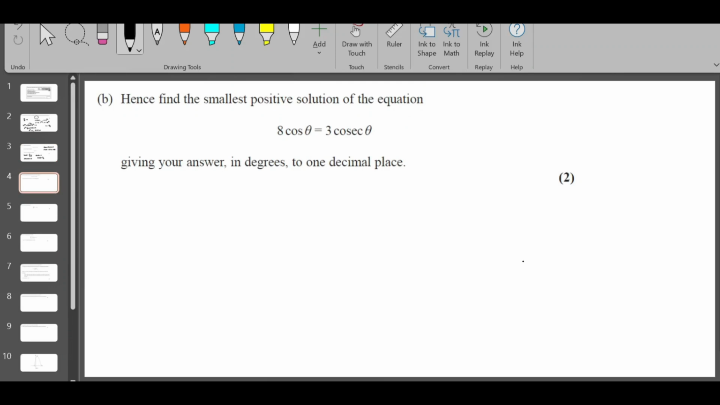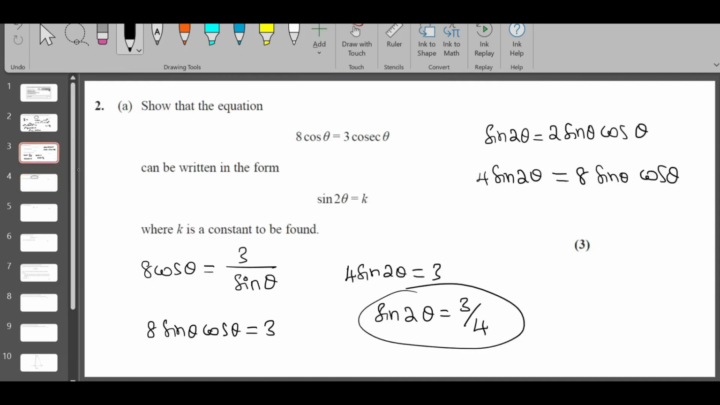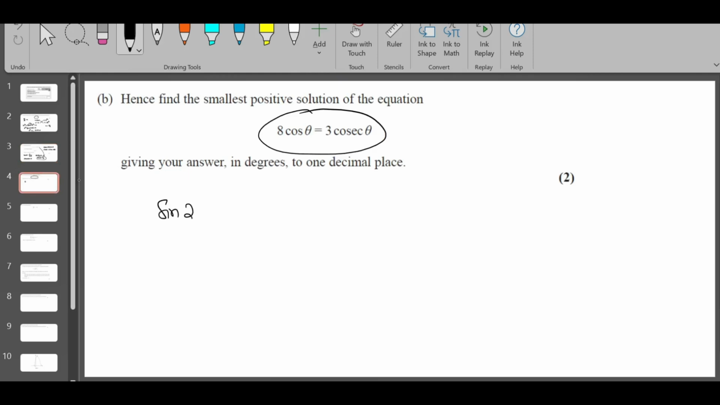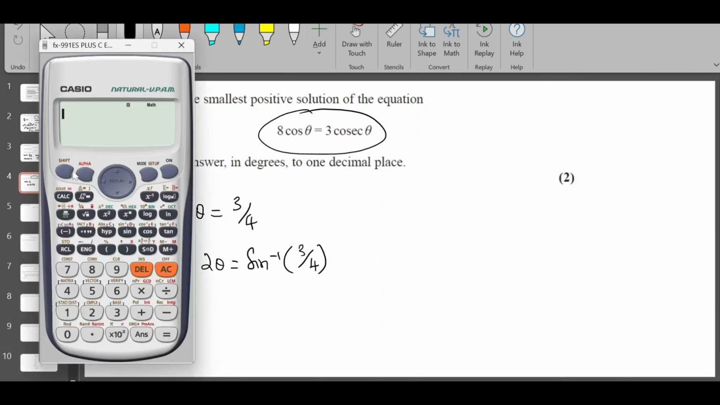Part B. Hence find the smallest positive solution to this equation. So instead of this, we are going to use this equation, because this has been derived from this, right? So we are going to use sine 2 theta is equal to 3 over 4. So find 2 theta, that's sine inverse of 3 over 4. Check whether it's a positive number. They want the answer in degrees, so go to degree mode.